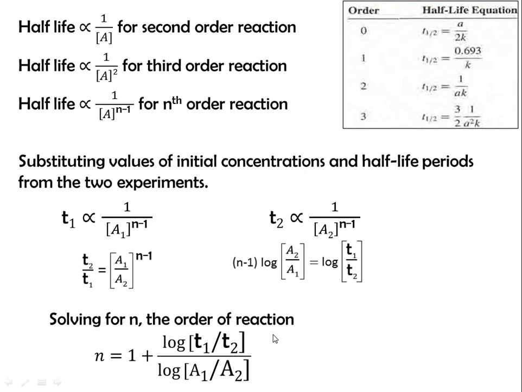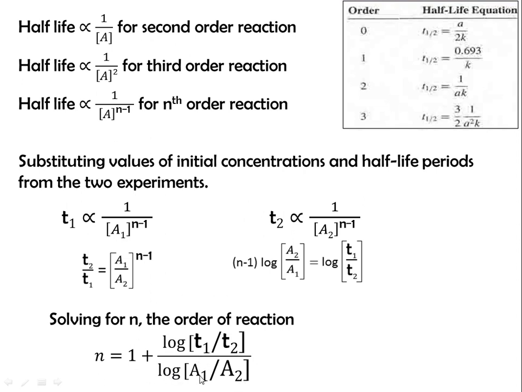Solving for n, the order of reaction, if we rearrange this equation, log A2 upon A1 goes in the denominator and T1 upon T2 remains in the numerator. So finally, n is equal to 1 plus, this 1 goes to the other side, plus. So n is equal to 1 plus log of T1 upon T2 divided by log of A1 upon A2.